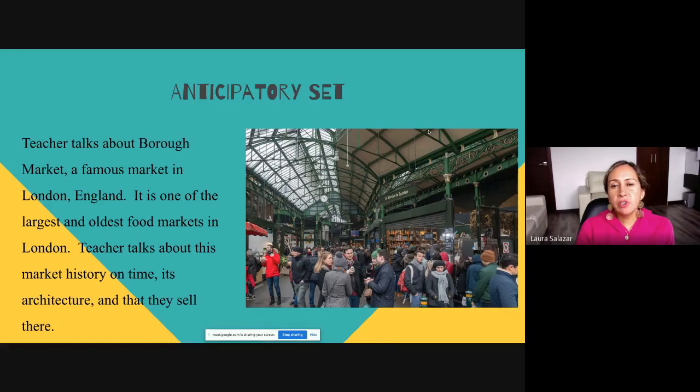The anticipatory set. I will show students the Baroque Market, that is a famous market in London, England. It is one of the largest and oldest food markets in London. Teacher talks about this market's history and time, its architecture, and what they sell in this place. Here I am going to show students a picture of Baroque Market so they can be a little bit more familiarized.